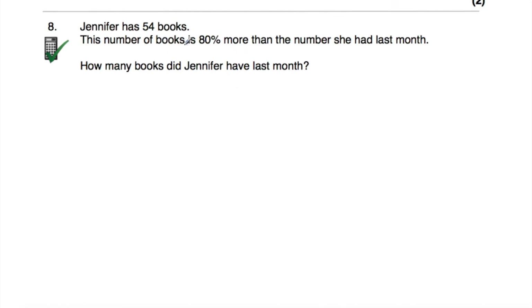Okay, so the number of books that she has now is 80% more. So if what she had last month was 100%, she now would have 180% because it's gone up by 80%. So that's 180%. And that was now equal to 54 books. So 54 books, because she's now got 80% more books than she had last month, so she would have 180%. And that's equal to 54 books.